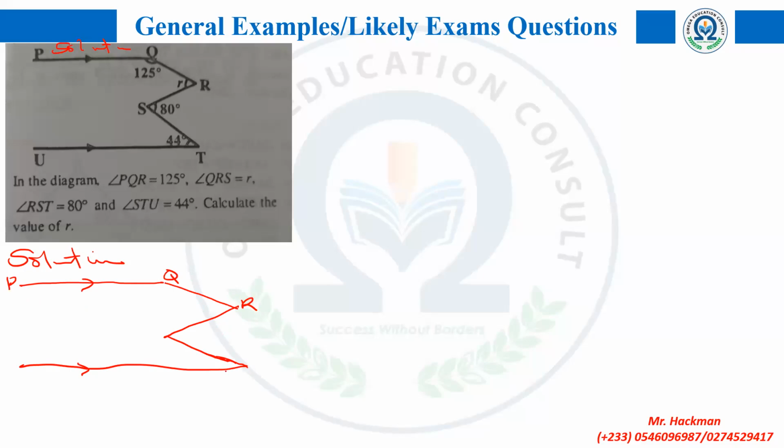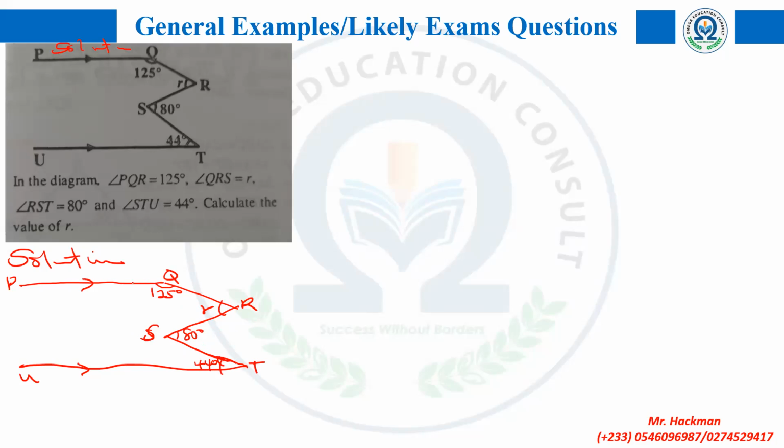So this will be your P, Q, R, S, T, then U. We are told that this angle here is R, and that's what we are looking for. This angle is 125 degrees. And degrees, when it is a value, whether you like it or not, you have to introduce degrees. Then this is 44 degrees. So I think this is all about it in terms of the diagram.